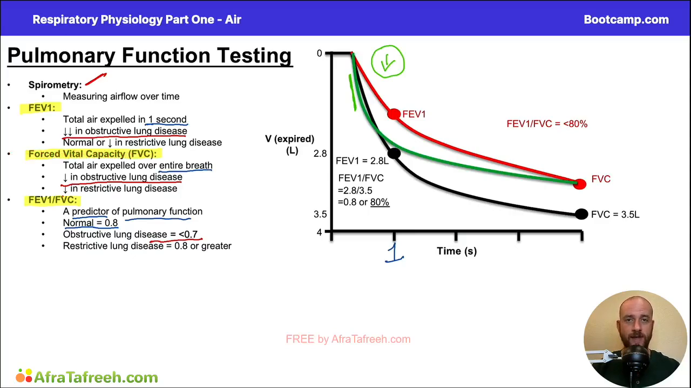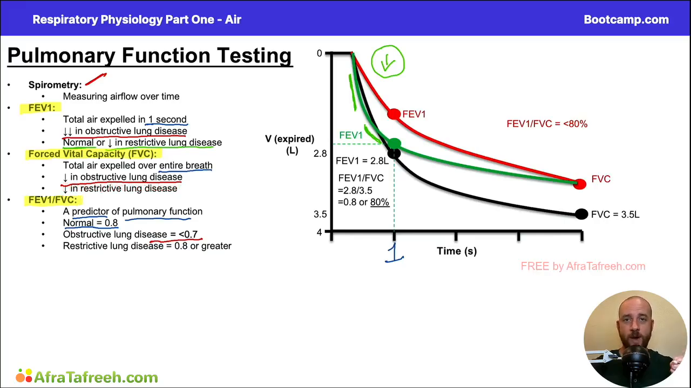However, recall that in restrictive lung disease, they breathe at very low lung volumes. So very quickly, this curve is going to taper off as they start to exhale almost all of their lung volume. And so depending on how fast the curve tapers off, the FEV1 actually might be normal, or it's going to be slightly decreased in restrictive lung disease. So we'll just add in our FEV1 point here. We can see it's fairly close to normal, maybe slightly decreased.